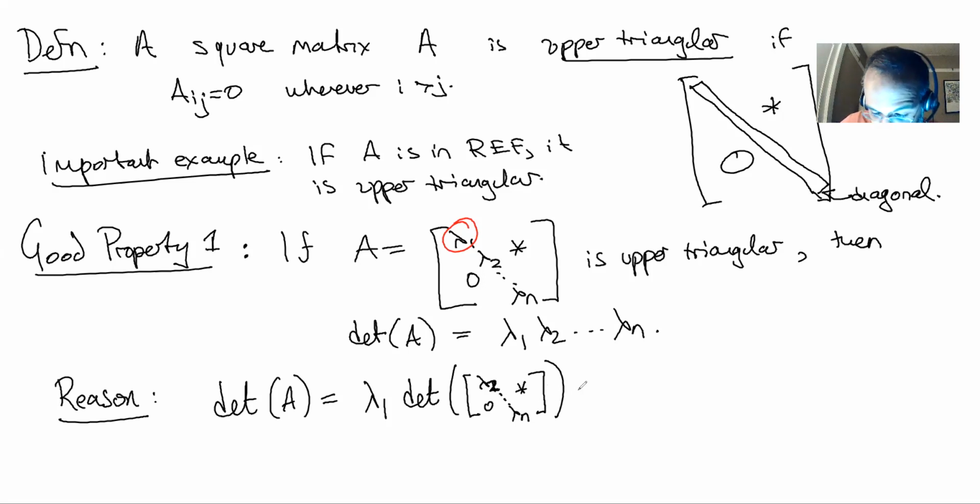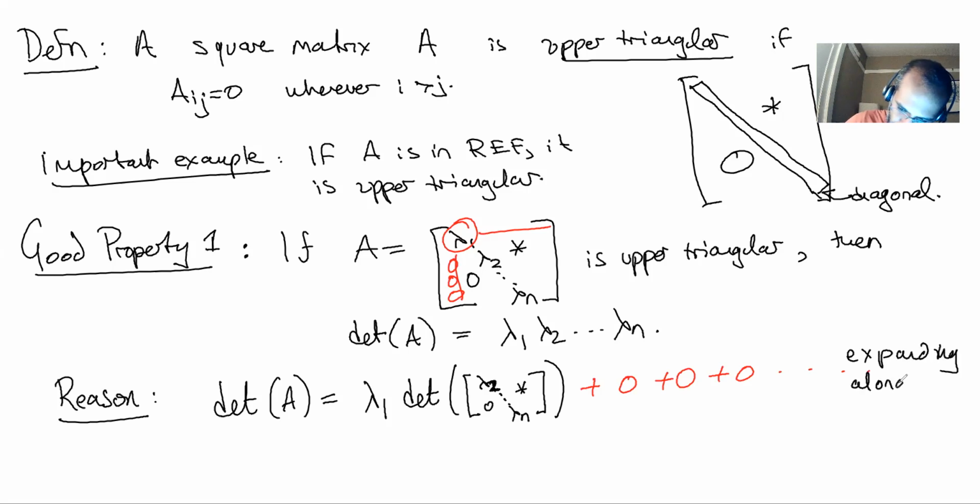And notice that that's also upper triangular, right? Because the way I arrived at this matrix is by deleting the first row and column. But now, what are the other terms? I'm expanding along the first column, which just has a bunch of zeros. So you just have plus 0, plus 0, plus 0. Any questions about that step?